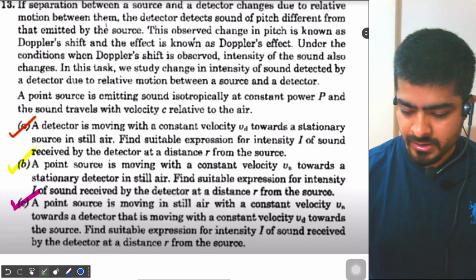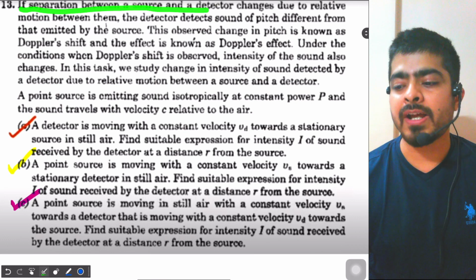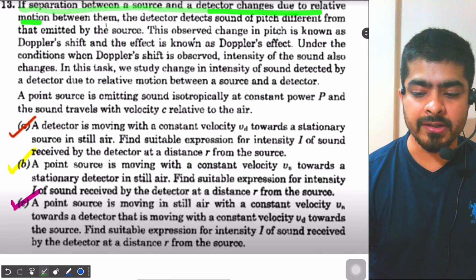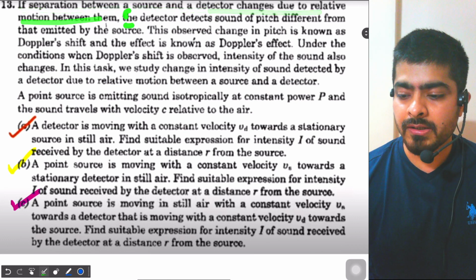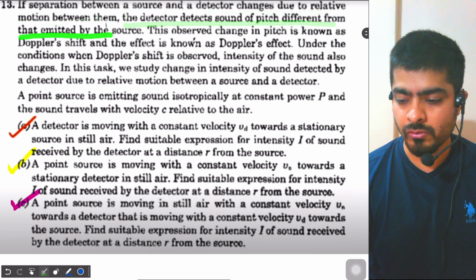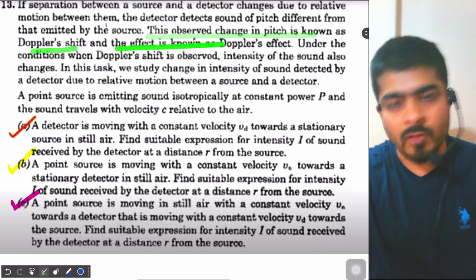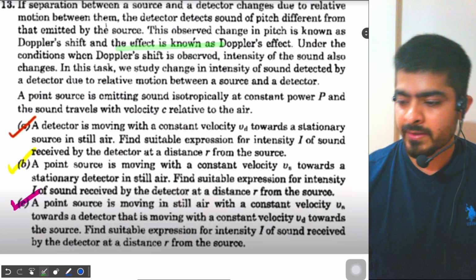Hello students, see this question, it's a very good one. We are given that if separation between a source and a detector changes due to relative motion between them, the detector detects sound of pitch different from that emitted by the source. This observed change in the pitch is known as Doppler shift, correct? And the effect is known as Doppler's effect. All of you are familiar with the Doppler's effect.